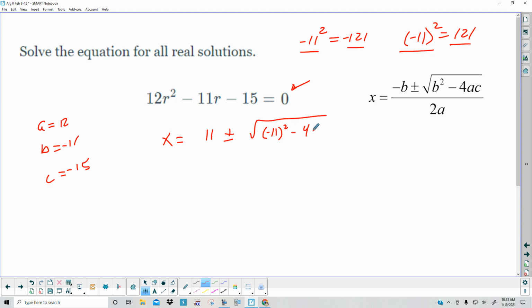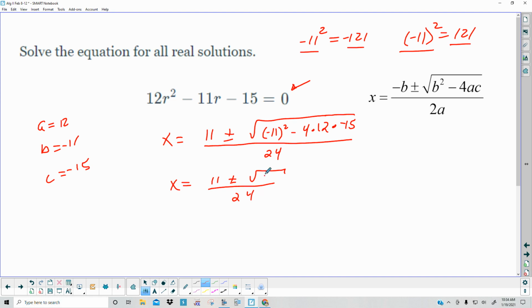Minus 4 times a times c. The square root goes over all that. And all of this is being divided by twice a, which is 24. Okay, so now I'm going to just type this much in, not the square root. I'm just going to type that stuff in. 11 plus or minus the square root of something over 24. So we got negative 11 squared minus 4 times 12 times negative 15.